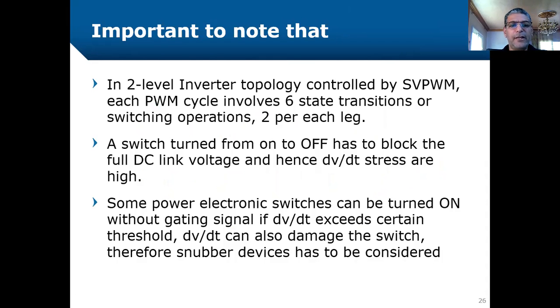Important to note that in a 2-level inverter topology controlled by space vector pulse width modulation, each PWM cycle involves 6 state transitions or switching operations, 2 per each leg. A switch turned from on to off has to block the full DC link voltage, and hence dV/dt stress is high. Some power electronic switches can be turned on without a gating signal if dV/dt exceeds a certain threshold, which can also damage the switch. Therefore, snubber devices have to be considered in this application.